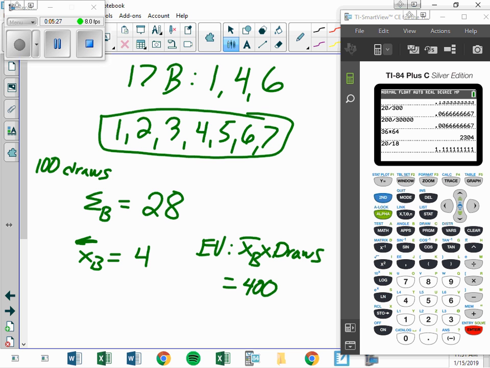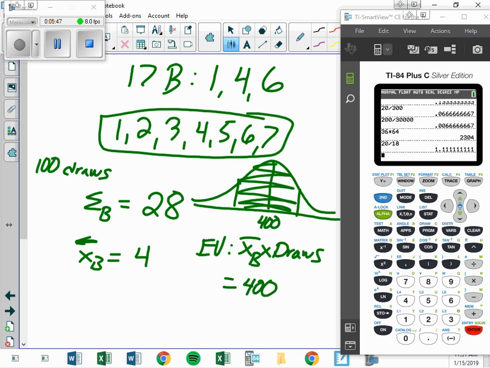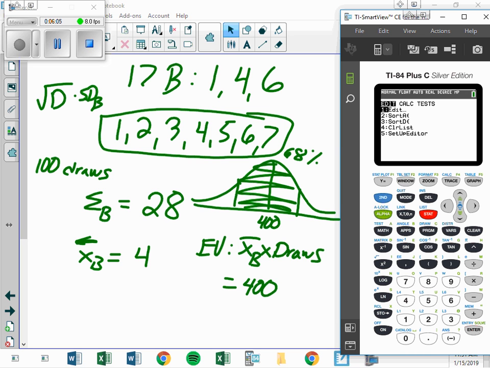So we need to calculate the standard error to figure out where people are going to land. So I know that my normal curve has 400 as the expected value, but I want to know how wide is this set here that includes 68%? Well, I need the standard error. To find the standard error, I need the square root of the draws times the SD of the box. So I go into my stat, and I'm going to enter the numbers 1 through 7.